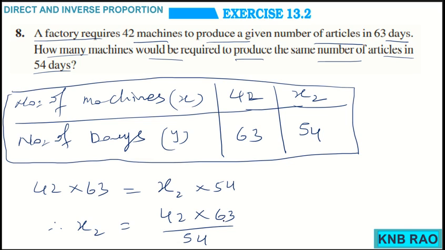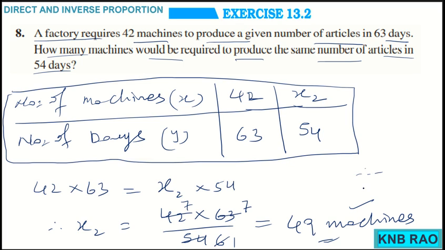On cancellation, 9 7s are 63, 9 6s are 54, 6 1s are 6, 7s are 42, 7 7s are 49. That means 49 machines are needed to complete the job in 54 days. So that you will write as a conclusion. Now coming to the question number 9.